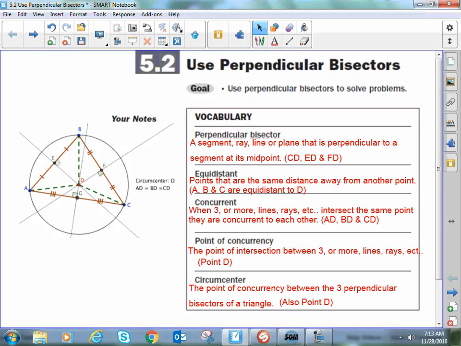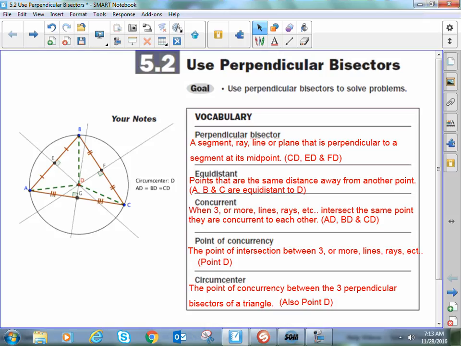One of the more interesting things about the point of concurrency of a triangle is that it happens to be the same distance away from all three vertices of the triangle itself. So they're equidistant. Point A is the same distance from D as B is and C is.